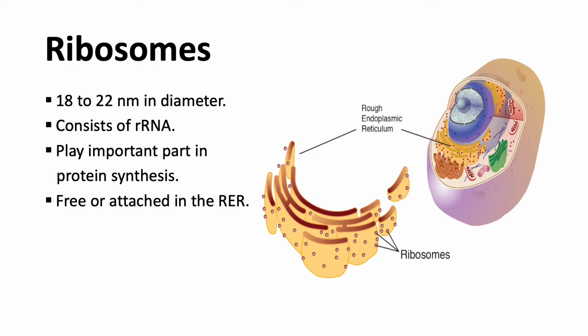Ribosomes. Eukaryotic ribosomes are 18 to 22 nanometers in diameter. They consist mainly of ribosomal RNA and protein, and they play an important part in the synthesis or manufacture of proteins. Within the cell, the ribosomes are the site of protein synthesis. But most of the proteins released from the ER are not mature enough, so they must first undergo further processing in the Golgi complex before they are able to perform their functions. Ribosomes can be freely floating or they can be attached to the rough endoplasmic reticulum.